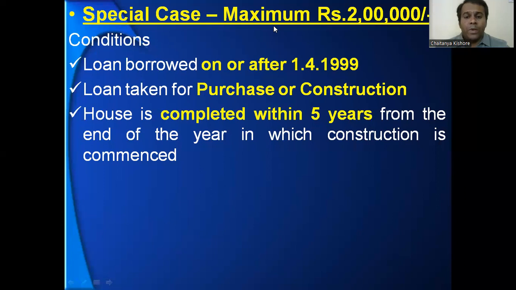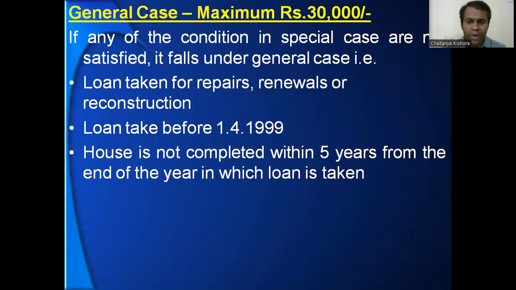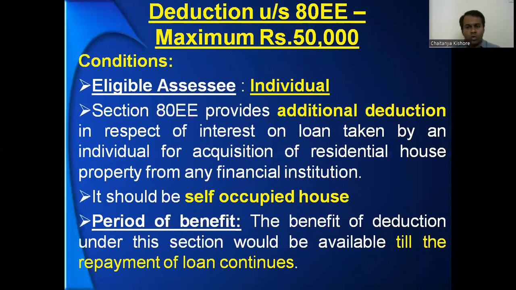The house should be completed within 5 years from the end of the year in which the loan has been taken. So you have taken the loan during the current year; from the end of this year, within 5 years, the house should be completed. If you have satisfied all these 3 conditions, the maximum is 2 lakhs. If you haven't satisfied any of these conditions, the maximum limit is only 30,000, which means a loan taken for repairs, renewals, etc., a loan taken before 1-4-1999, or the house is not completed within 5 years. So this is with regard to section 24 deduction.